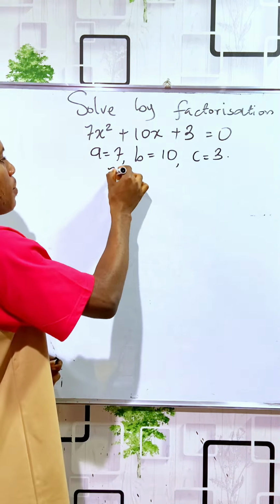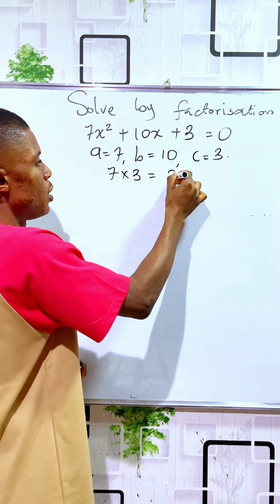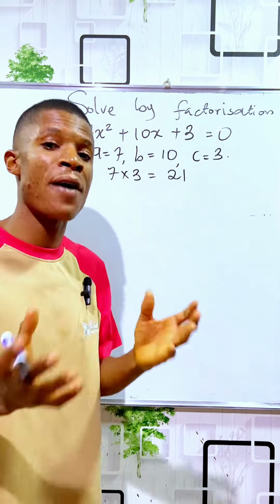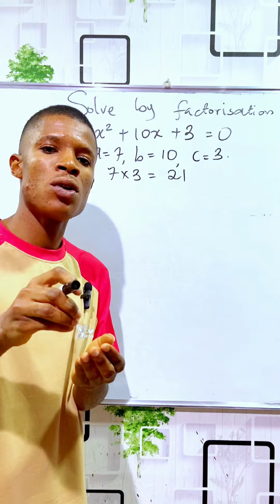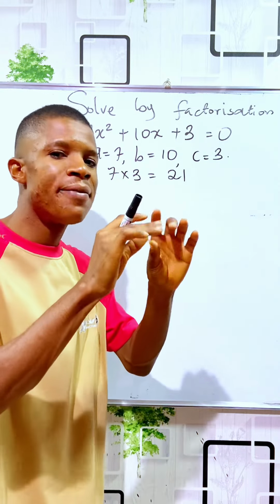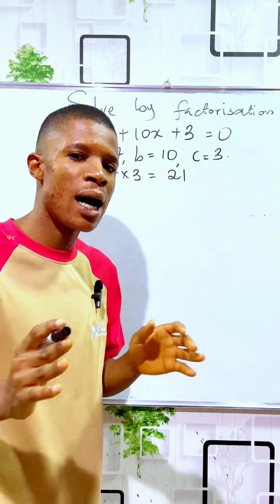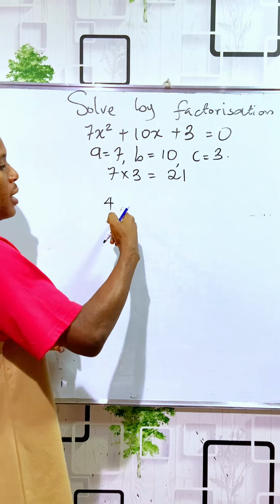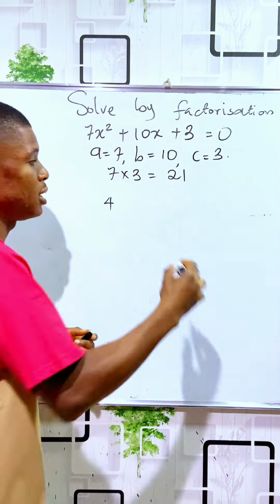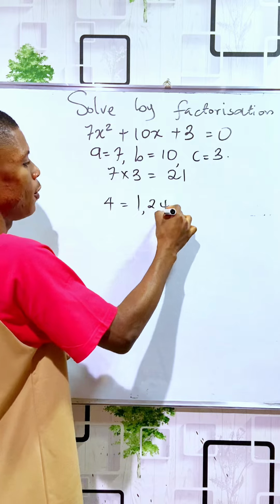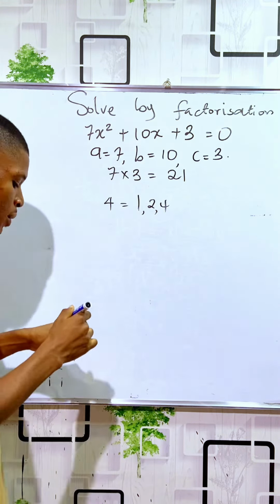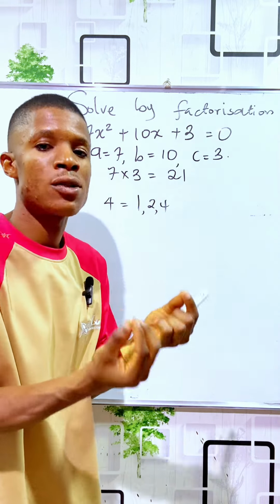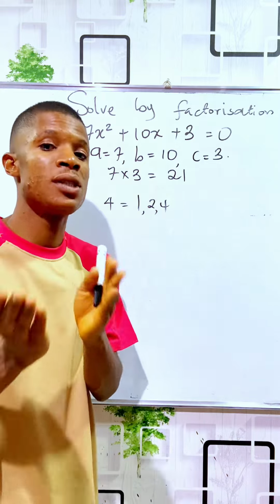So when you multiply 7 times 3, you get what? 21. So recall that to factorize, when we talk about factors of numbers, we are trying to get those numbers that can divide the desired number without any remainder. So for instance, factors of 4 are numbers that can divide 4 without any remainder. You have 1, 2, and 4. So these are the factors of 4.